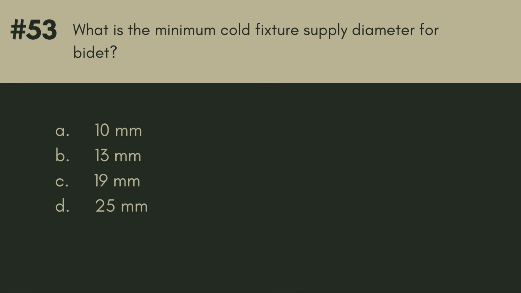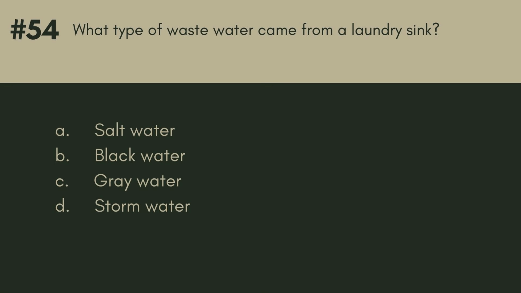Question 53. What is the minimum cold fixture supply for bidet? A. 10 millimeters. B. 13 millimeters. C. 19 millimeters. D. 25 millimeters. The answer? It's B. 13 millimeters. 13 millimeters, the minimum cold fixture supply for bidet.